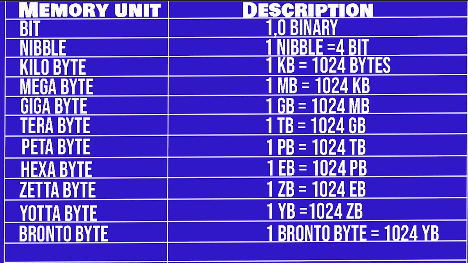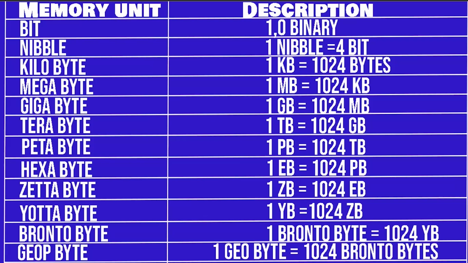The last one is geobyte. It holds the most memory, and 1 geobyte is equal to 1024 brontobytes. These are all the memory units.